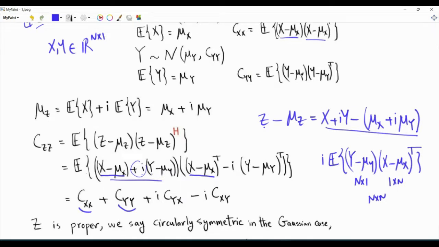And we will get the fourth term, which is the expectation of X minus the mean vector of X, and from here, we take Y minus the mean vector of Y transpose. This will give us the matrix CXY, which is the transpose of the matrix CYX. So generally speaking, for a complex valued random vector, its covariance matrix in terms of the covariance matrix of its real part, the covariance matrix of its imaginary part, and the cross covariance matrix is given by CXX plus CYY plus I CYX minus I CXY.